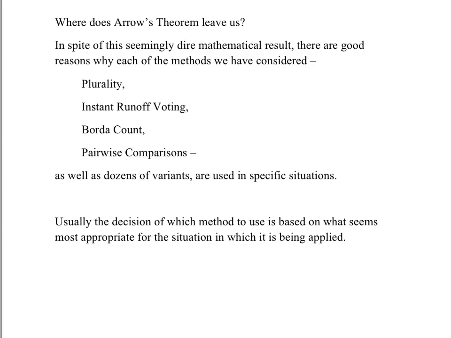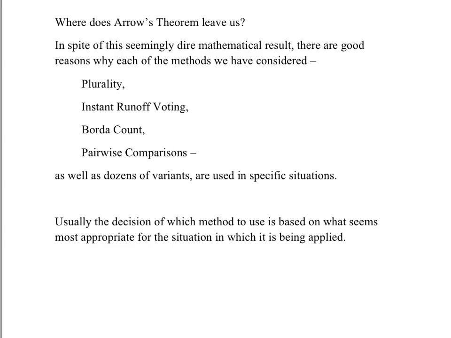Now that might seem depressing, so where does Arrow's theorem leave us? Well, in spite of this seemingly dire mathematical result, the fact is there are very good reasons why each of the methods we've considered in this course, as well as many other variations, are used in specific situations. There are many, many voting methods besides these four. And each one has a certain rationale behind it and certain good reasons why you would want to use it. So, for example, the plurality method is very familiar and very simple.